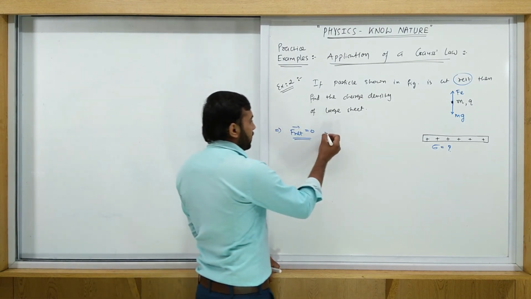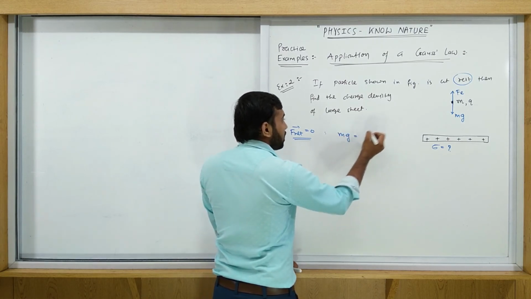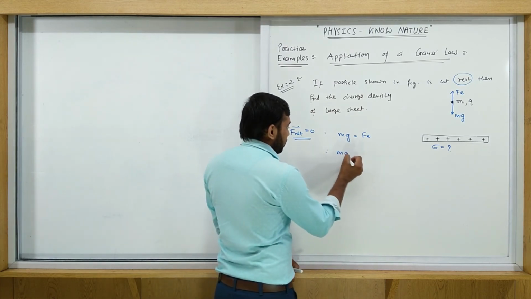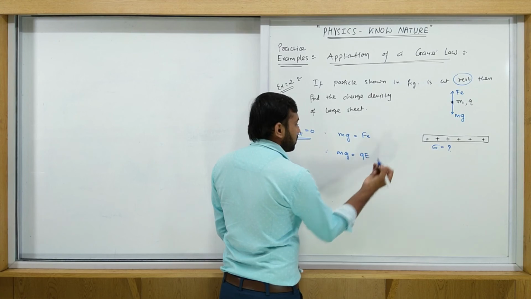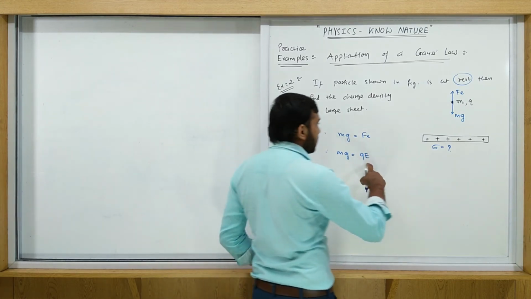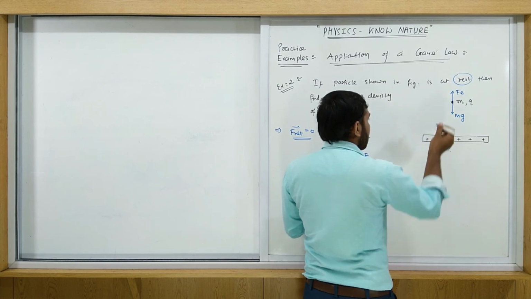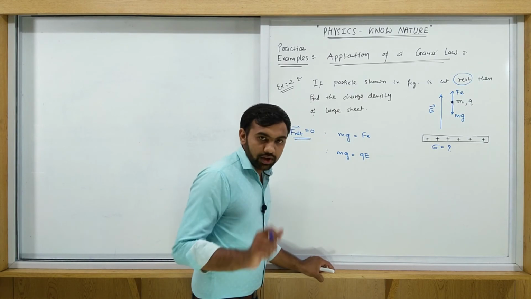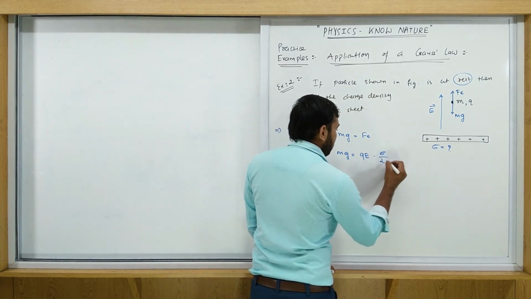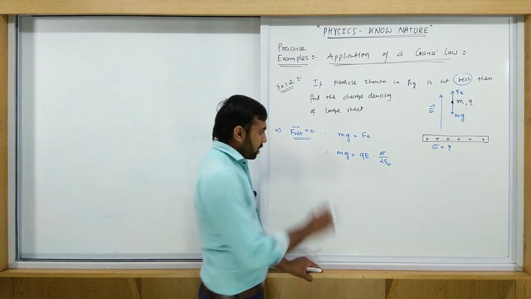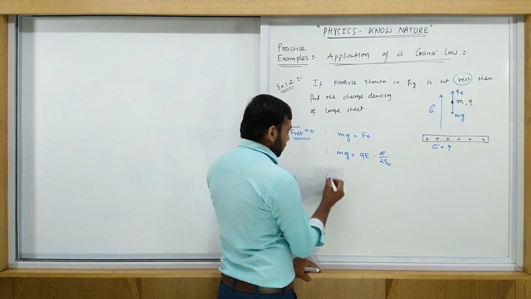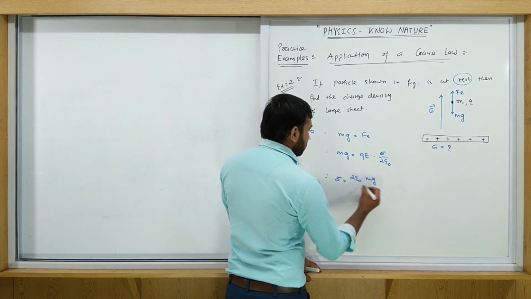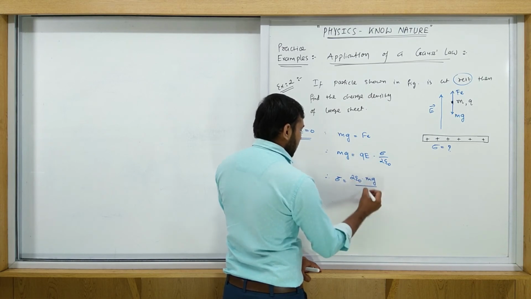So if F net is 0, it means mg is equal to Fe. Fe is QE. Which electric field is present here? Whatever electric field is present is due to this sheet. What is the electric field of a sheet? That is sigma upon 2 epsilon naught. Then find the sigma. So sigma is equal to 2 epsilon naught into mg upon the electric field.